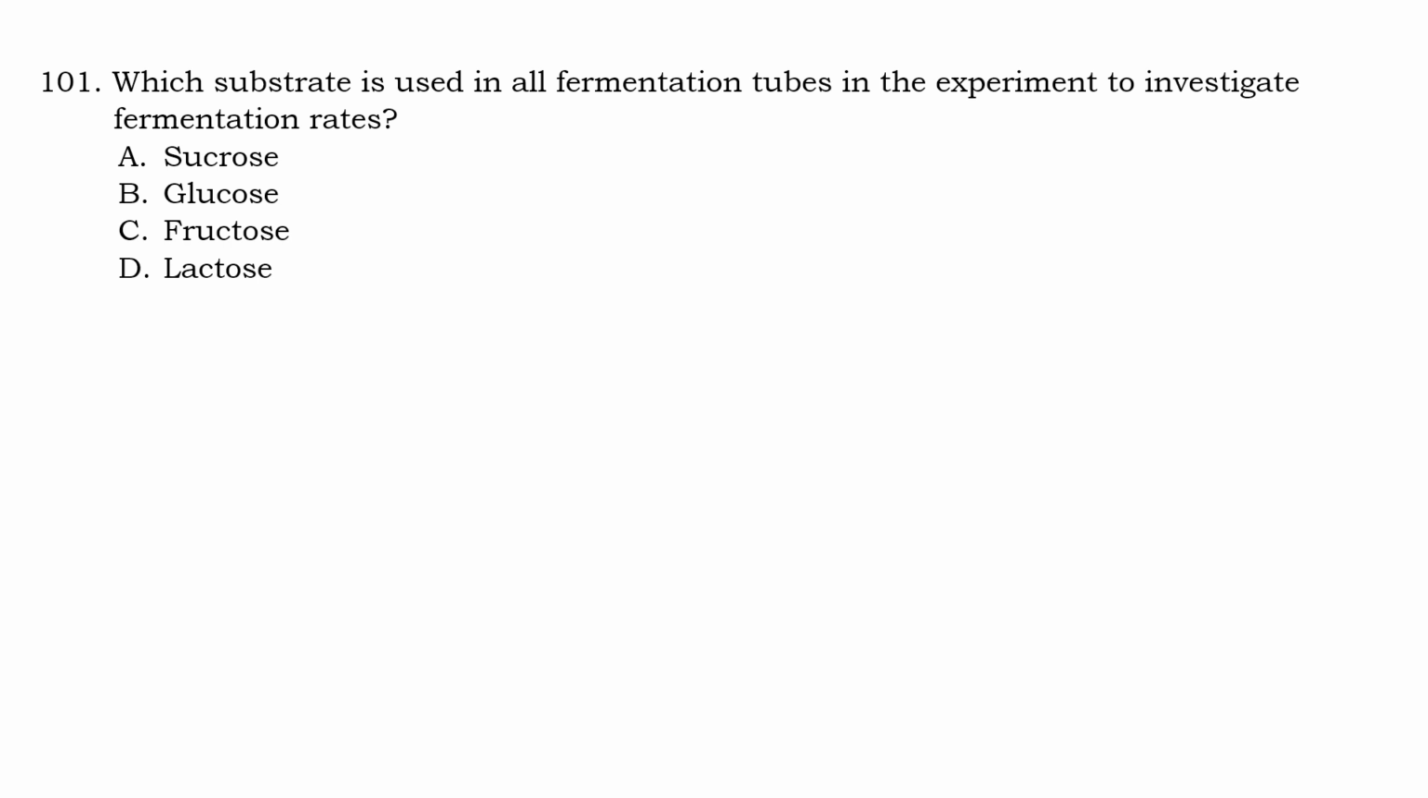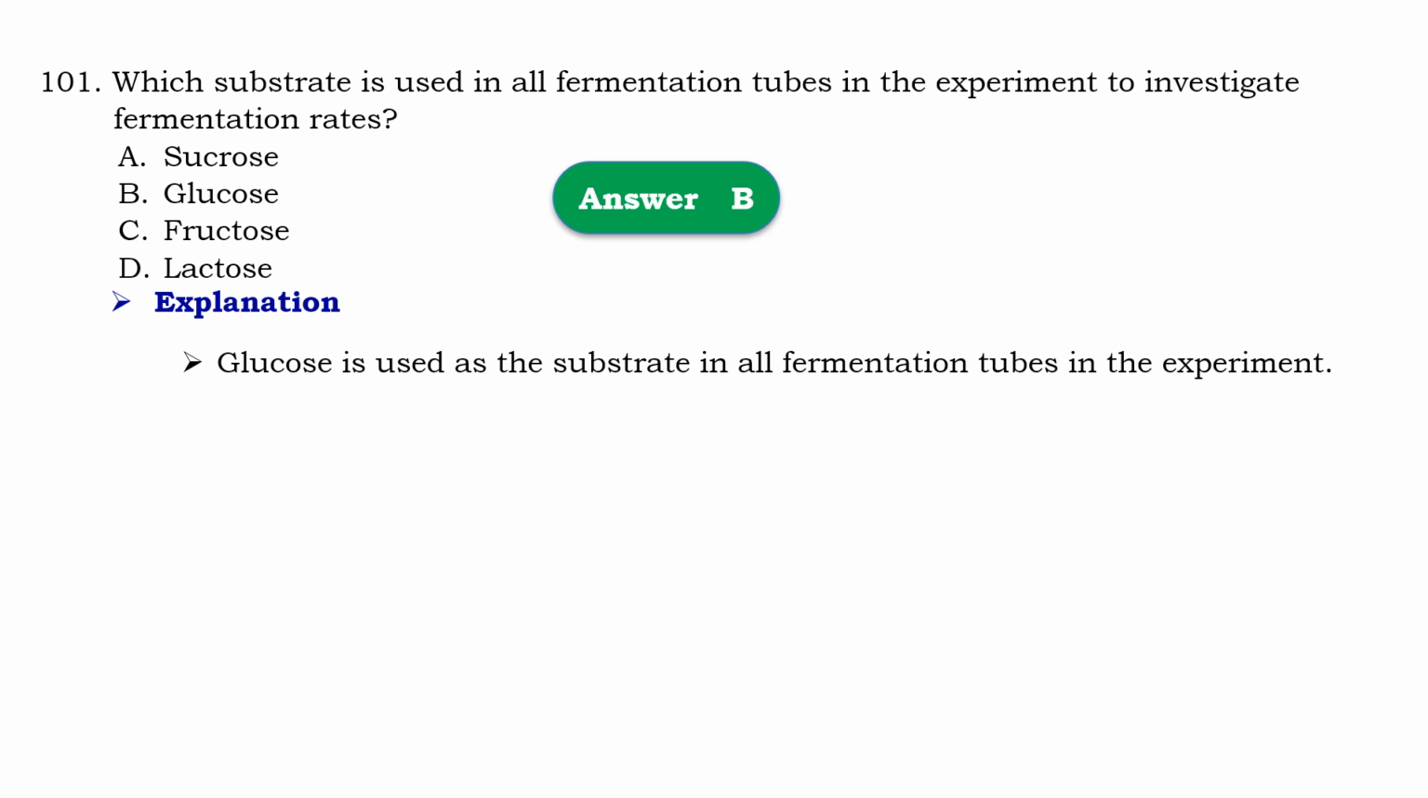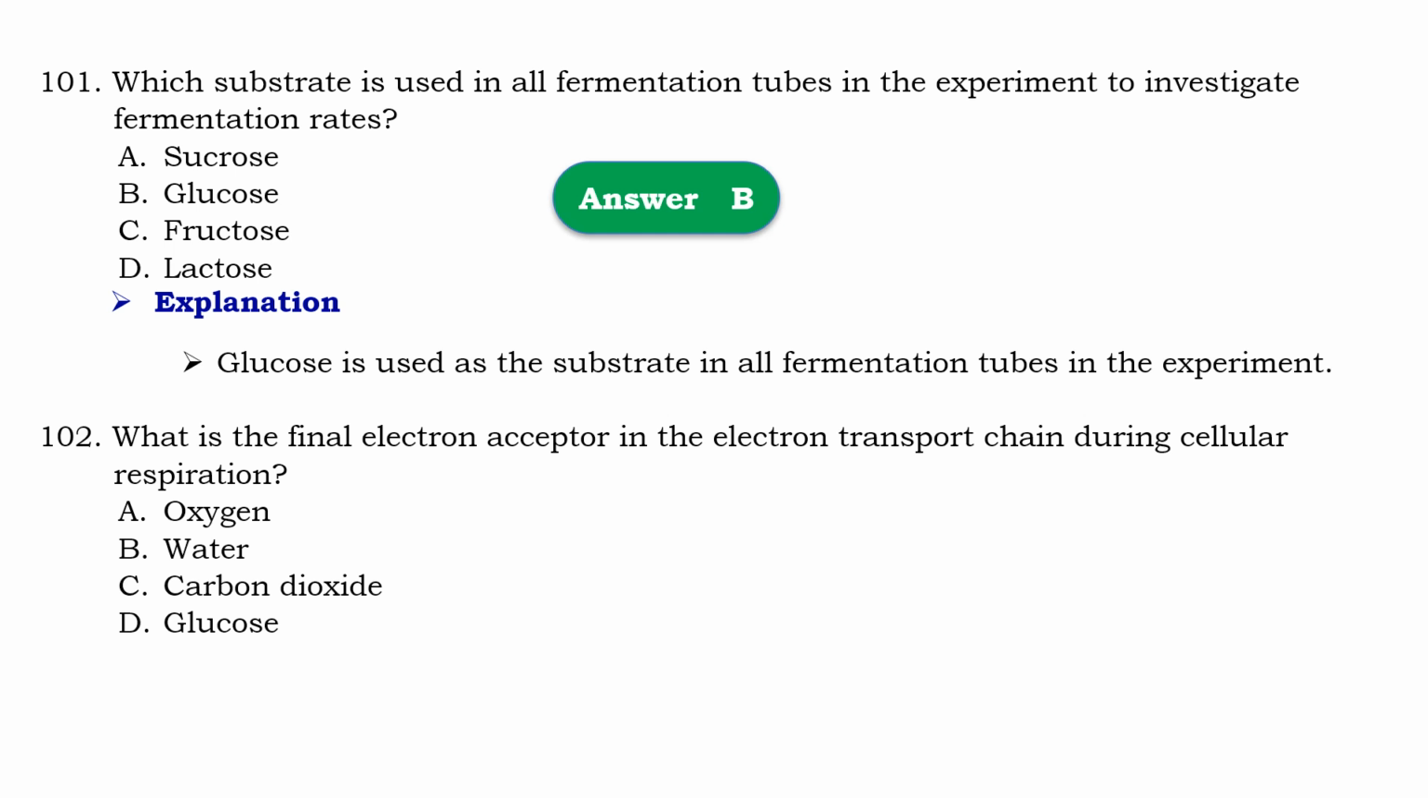Question number 102. Which substrate is used in all fermentation tubes in experiments to investigate fermentation rate? So that should be B, glucose. It means that glucose is used as the substrate in all fermentation tubes in the experiment.